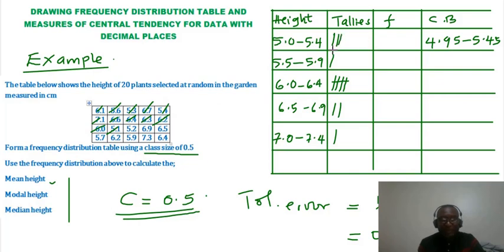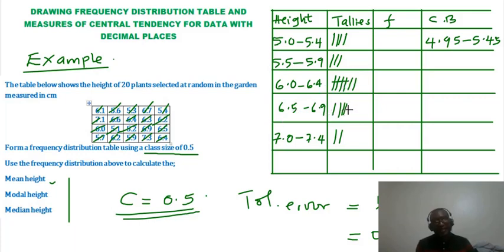5.1 belongs to that class. 5.2 belongs here. 6.9 is a value that belongs here. 6.5 belongs here. 5.7 belongs in this class. 6.2 belongs in this class here. 5.9 is a value that belongs there. 7.3 belongs here. 6.4 is a value that belongs here.